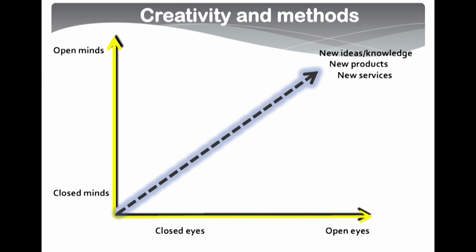We want, of course, ideas to be in the upper right-hand corner, where we have new ideas, new products, new services. A research project and a thesis should be new in some way. You could use a new question or an old question, but a new method, or a new data, new empirical material. But it should be innovative and new in some ways.